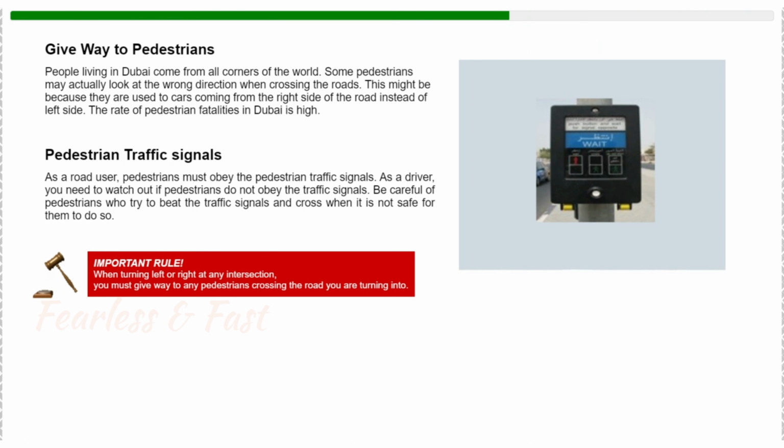Important rule. When turning left or right at any intersection, you must give way to any pedestrians crossing the road you are turning into.